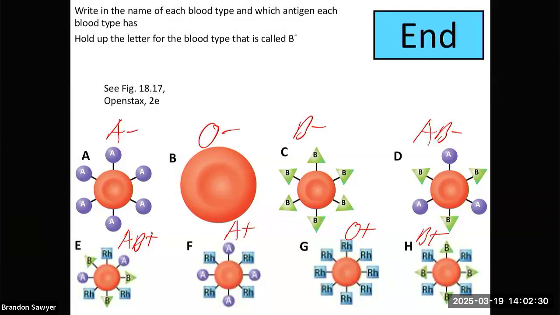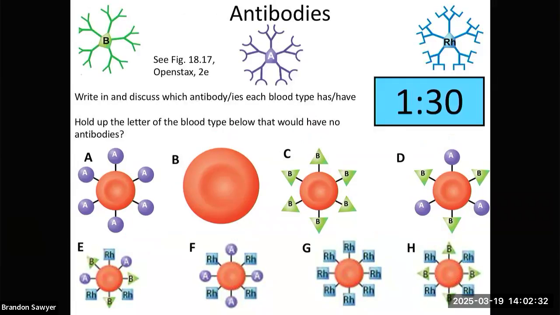Okay, now antibodies are the other important part here. So now I want you to write in which antibodies would be present in blood that had this type of blood type, and these antigens on it. So talk about that as a team. Write them in there. So which is it? Anti-A, anti-B, anti-RH, and go ahead.